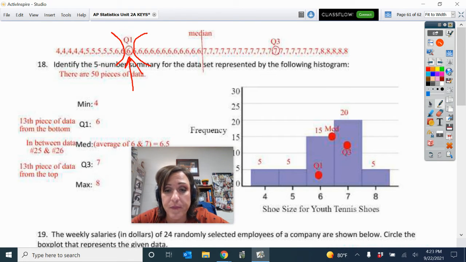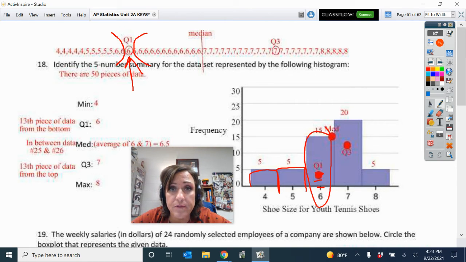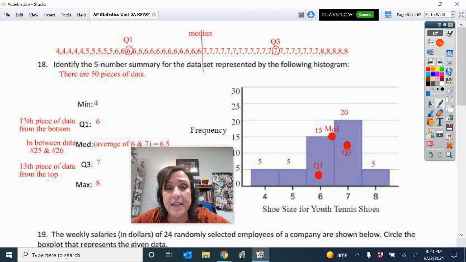So let's find it. 5 pieces of data plus 5 pieces of data, that's 10, 11, 12, 13. There's the 13th piece of data, and that is obviously in this number 6 bar. Okay, let's do the other part.